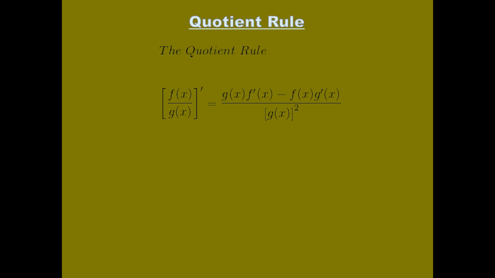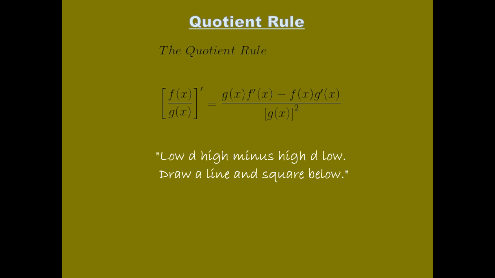Like I mentioned in part 1, the derivative of a quotient is not equal to the derivative of the top divided by the derivative of the bottom. There is another mnemonic device to use to remember this rule. Just remember the saying, low d high minus high d low, draw a line and square below. The d stands for derivative once again. So basically, you take the bottom, or the low quantity, and multiply it with the derivative of the top or the high quantity. Then subtract the top quantity times the derivative of the low quantity. Divide this by the bottom quantity squared.